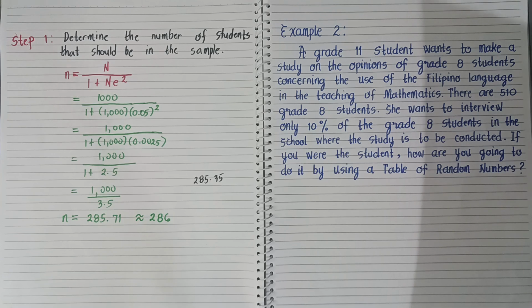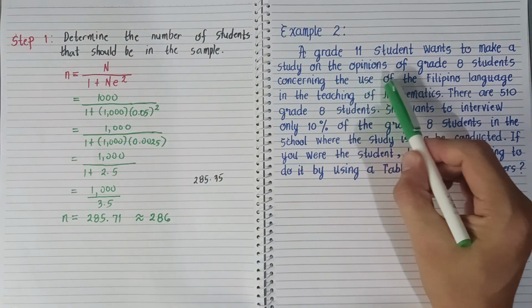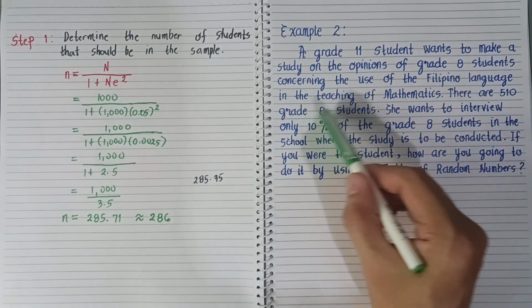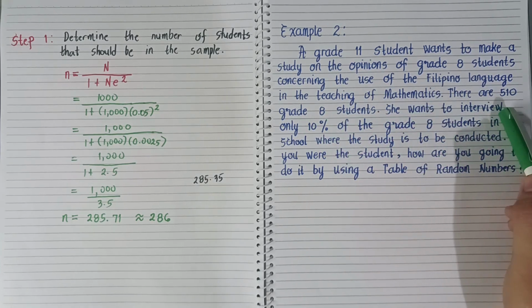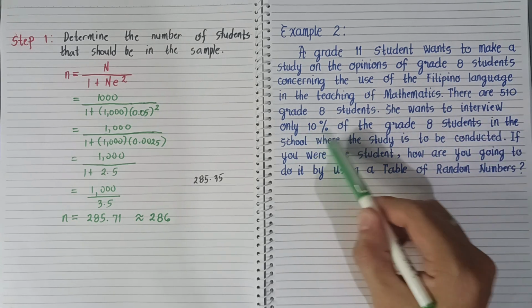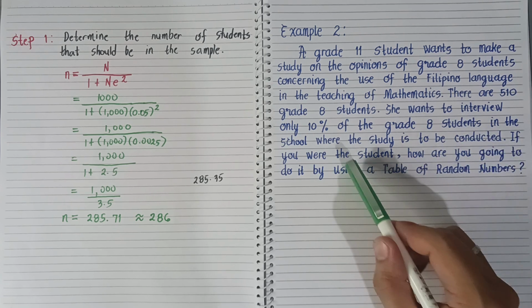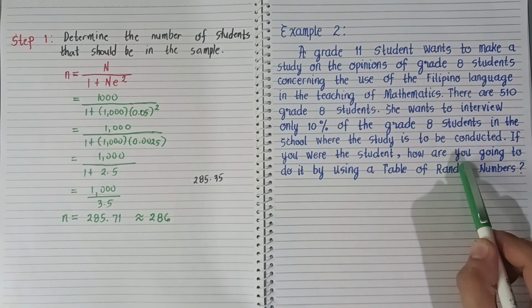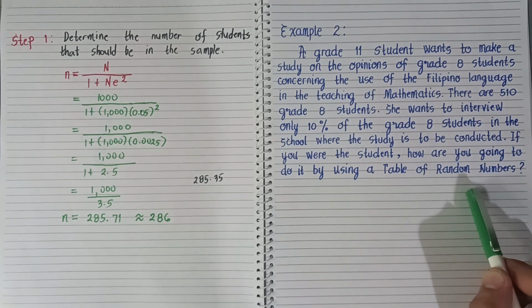Next, example number 2. By the way, yan yung paggamit ng lottery method natin. A grade 11 student wants to make a study on the opinions of grade 8 students concerning the use of the Filipino language in the teaching of mathematics. There are 510 grade 8 students. She wants to interview only 10% of the grade 8 students in the school where the study is to be conducted. If you were the student, how are you going to do it by using a table of random numbers?